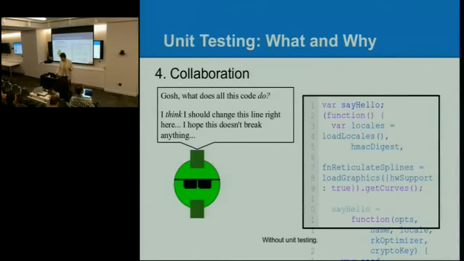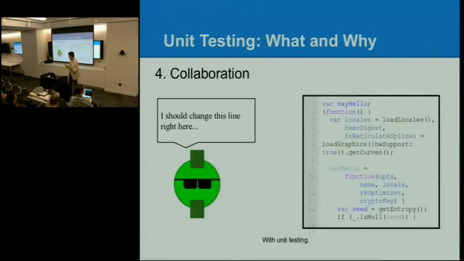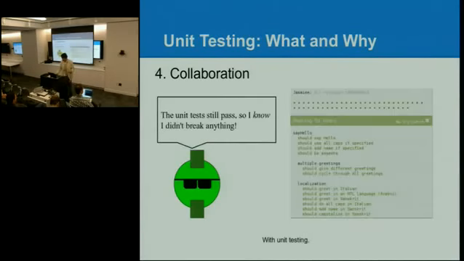won't break existing stuff. Whereas with unit testing, they can look at the code and basically treat the unit tests as living, breathing documentation of the code's capabilities. And moreover, when they start changing the code's functionality, they can make sure that they didn't break anything that the code was doing before.